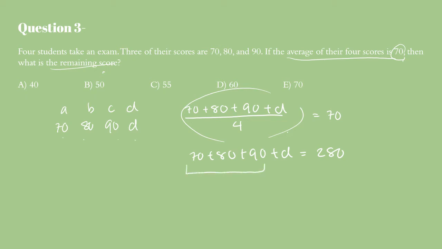Let's add all these up, first of all, these. That's 150, 240. So 70 plus 80 plus 90 equals 240. So 240 plus D equals 280. Let's subtract 240 from both sides. D equals 40. Room for improvement. Mistakes help you grow. Yes, A. A is the answer.